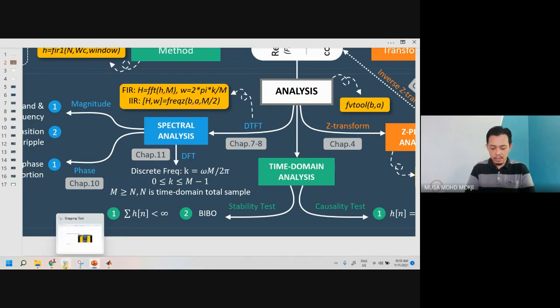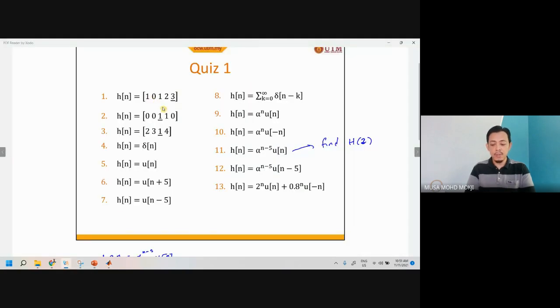If we check this one, you sum 1 plus 1, 2; 2 plus 2, 4; 4 plus 3, 7. Obviously, this is stable. But you can also check in the Z domain by looking at the ROC, whether the ROC includes the unit circle or not.